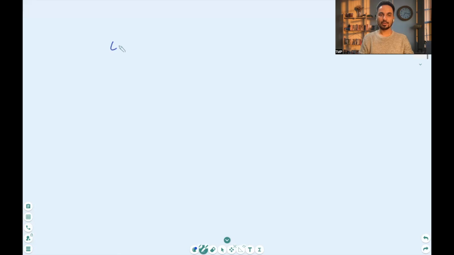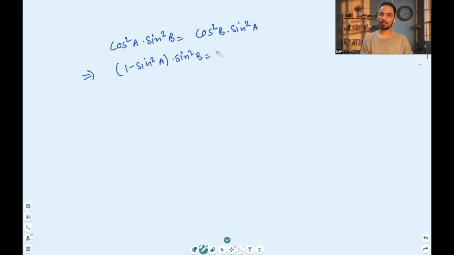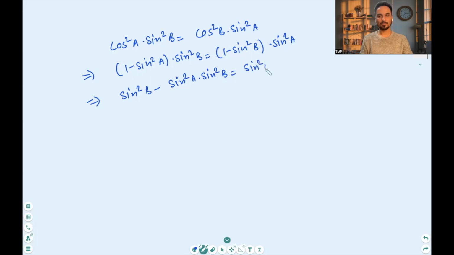Simplifying it further, we will get cos square a times sine square b equals cos square b times sine square a. So here we can try to eliminate either sine or cos. So if I write cos square a as 1 minus sine square a, and on the other side, if I write cos square b as 1 minus sine square b, and we try to simplify, we'll get sine square b minus sine square a times sine square b equals sine square a minus sine square a times sine square b, and we can cancel out minus sine square a sine square b on both sides. So we'll be left with sine square a equals sine square b.